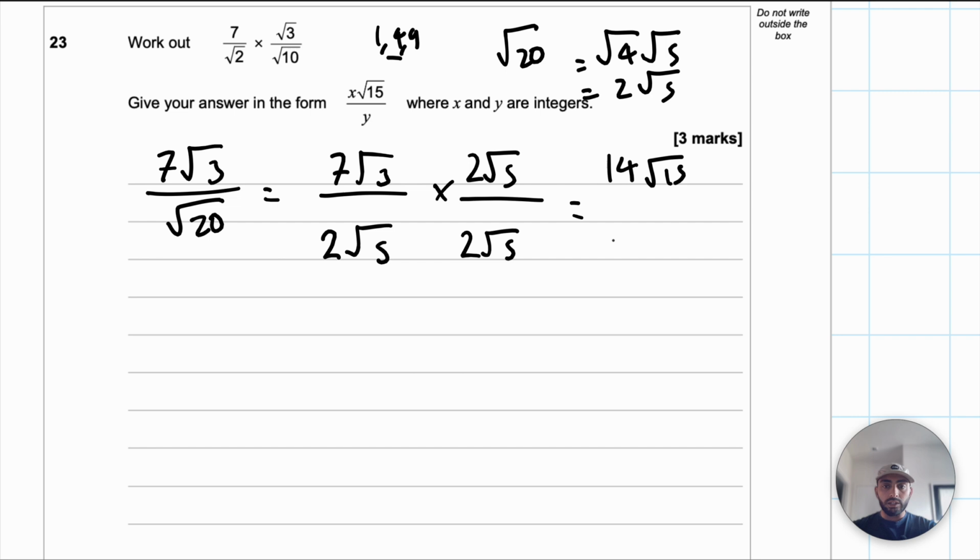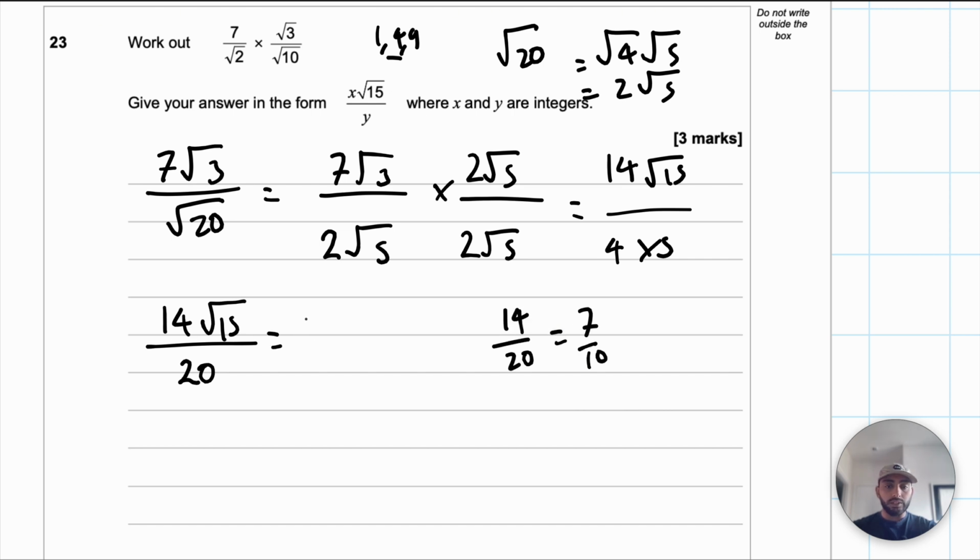2 times 2 is 4. And root 5 times root 5 is 5. 4 times 5 is 20. So we've got 14 root 15 over 20. We can simplify this bit. If I have 14 over 20, that would simplify to make 7 over 10. This is just 7 root 15 over 10.